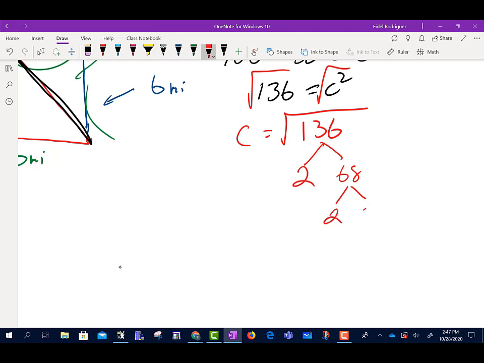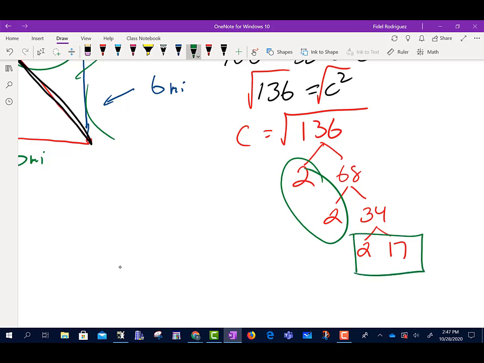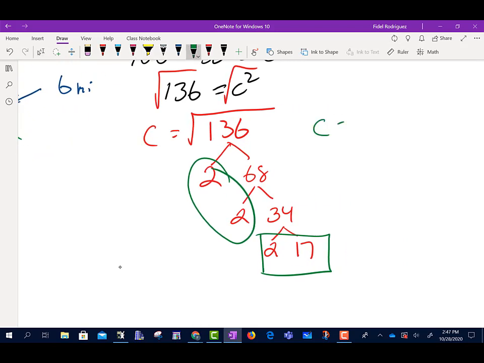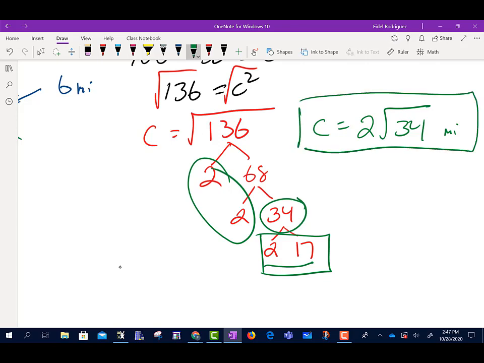68. I can divide it by 2 again. That's 34. I can divide it by 2 again. That's 17. We are looking for pairs. Boom. That's one pair of 2. These numbers are not paired up because they're different, so they're going to go back on the inside of the square root. So C is going to be 2 times the square root of, when I multiply them together, what do we get? 34. And this will be in miles.